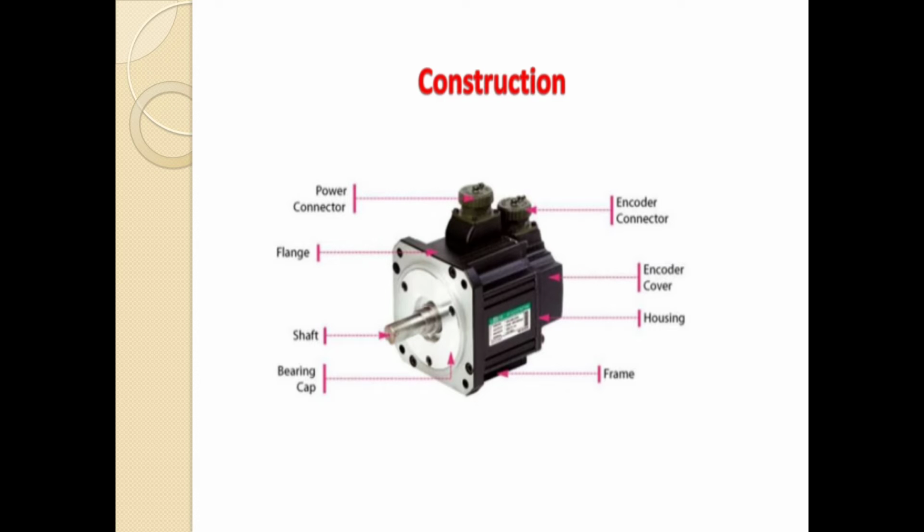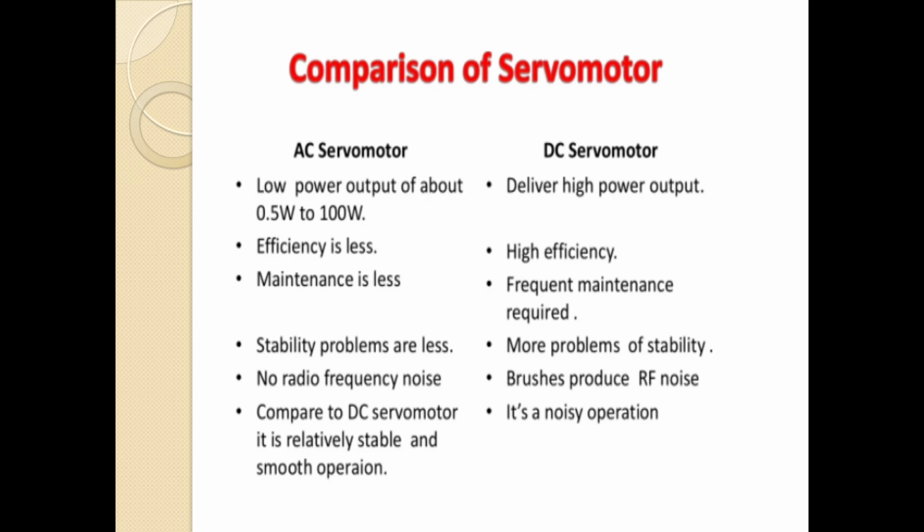Construction. The construction of a servo motor has a power connector at the top, and a flange, shaft, bearing cap, frame, housing, encoder cover and encoder connector. These are the construction parts of a servo motor.